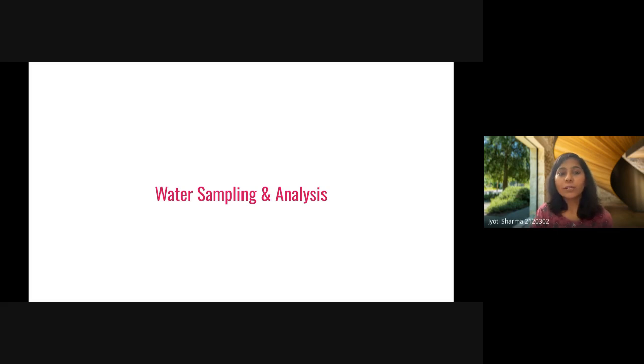Okay, so we do not need to worry much about the water sampling, but different characteristics we may need to measure of water. For example, BOD, COD, or different metals we may have in the water. So in water, the analysis part is more important rather than sampling, because the sampling part is very easy for us.